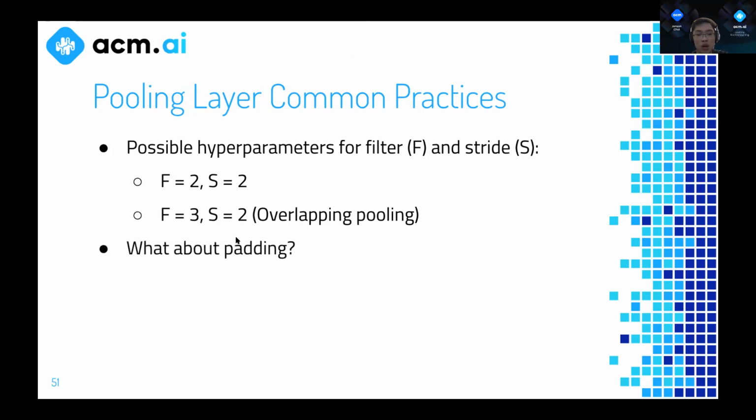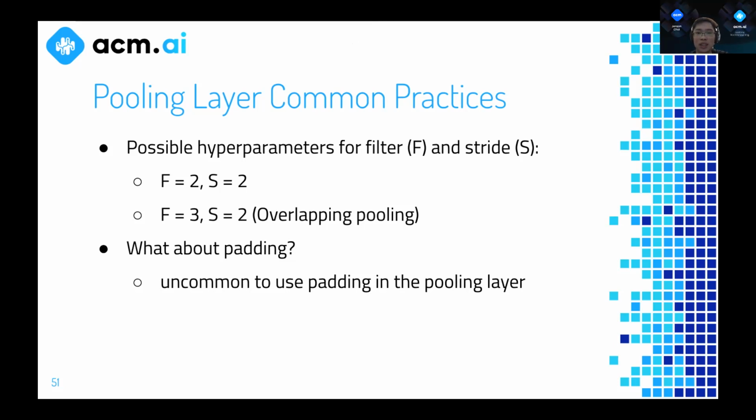Okay, so what about padding? Do we use padding for the pooling layers? The answer is it's actually pretty uncommon to use padding in the pooling layer. When we're doing padding, we're just adding some zeros to the edges of our feature map. For max pooling, we're taking the maximum value in each subsection, so 0 is almost never going to be the maximum value. So this is not going to have that big of an effect on max pooling.